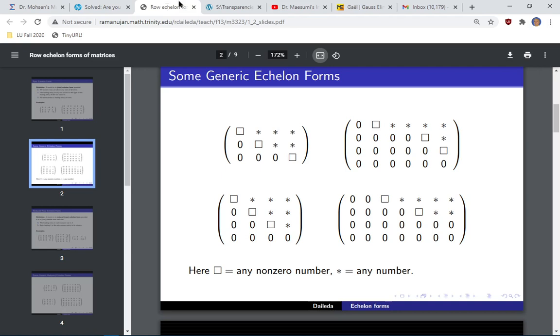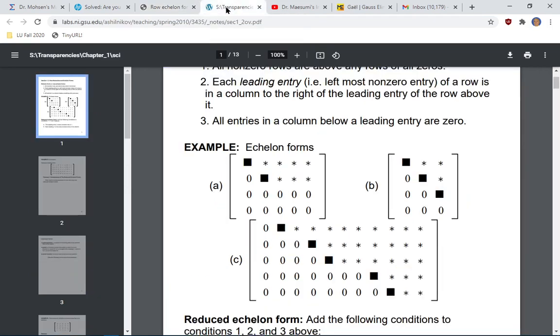Here are some other examples of echelon matrices. This is also row echelon form. These are non-zero entries. As we said, the rows that are entirely made of zeros have to be at the bottom, and then the non-zero entries have to have a kind of staircase style, except that it doesn't have to be a perfect looking staircase.